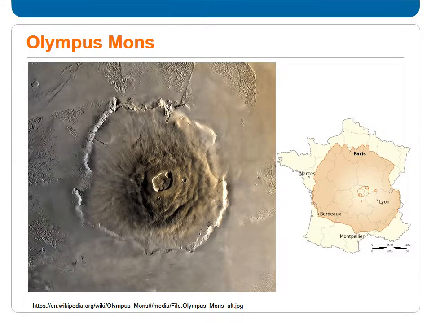Olympus Mons is a very large shield volcano on the planet Mars. It has a height of nearly 22 kilometers. It is the youngest of the large volcanoes on Mars, having formed during Mars' Hesperian period. Roughly the size of France, it is currently the largest volcano in the discovered solar system.